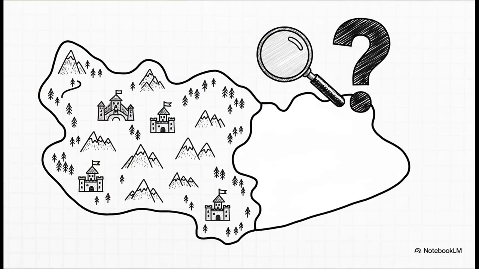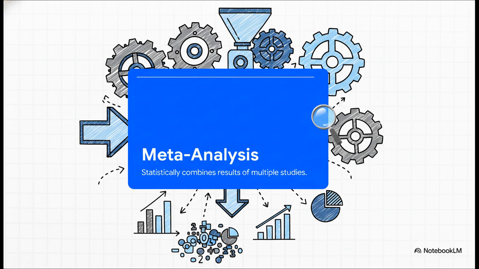It tells you how big a topic really is, what areas have been studied to death, and, this is the important part, where the gaps are. Where is the uncharted territory? So if your question is something broad like, what research exists on mental health in athletes, a scoping review is your best first step.